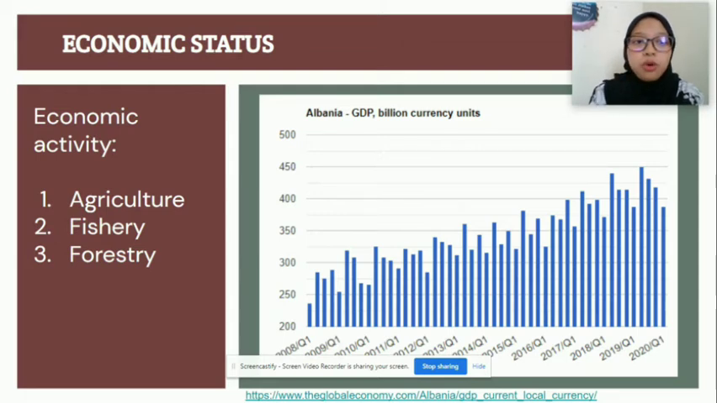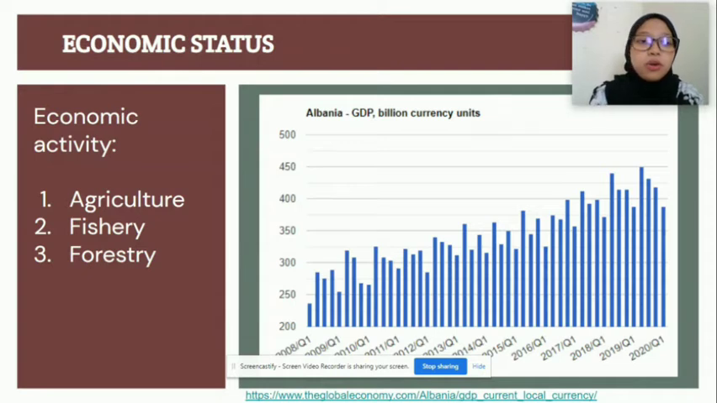Okay, and for fishery, with access to both the Adriatic and Ionian seas, the Albanian fishing industry has great potential. However, due to the lack of professional fishermen and aquatic equipment, it has not been fully developed. For example, the catch that Albanians can get from the Ionian Sea includes carp, trout, sea breams, mussels, and others.